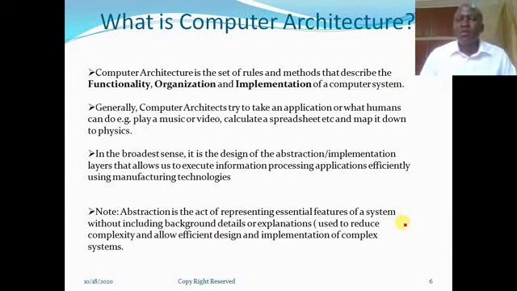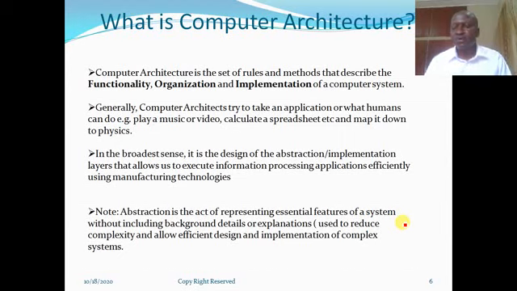So, what is computer architecture? Now, there are various definitions of the term computer architecture, but I would like to give a few definitions that I think will suffice here. Computer architecture in computer engineering or computer science can be defined as a set of rules and methods that describe the functionality, organization, and implementation of a computer system.